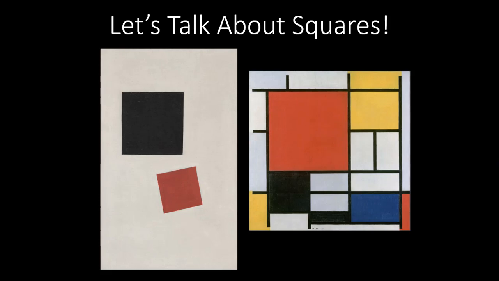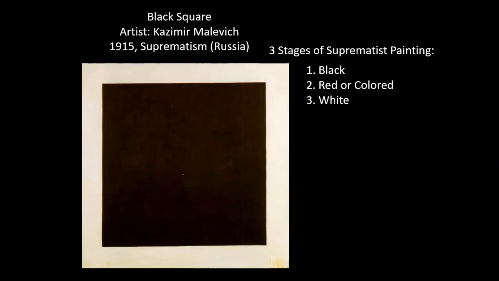We're going to cover two styles in this lecture, both predicated on these Cubist-inspired concepts. The first is the Russian style of Suprematism. The second is the Dutch style of De Stijl. See? I told you squares can be really exciting.